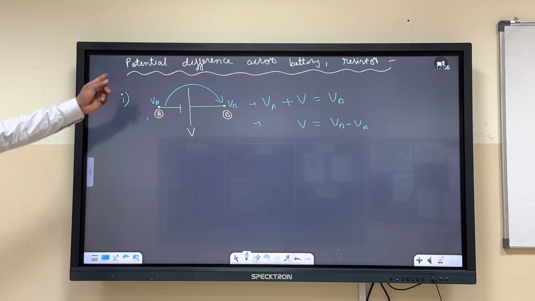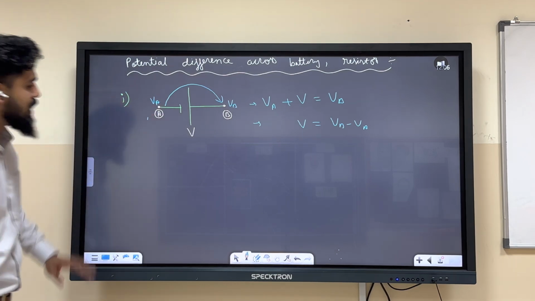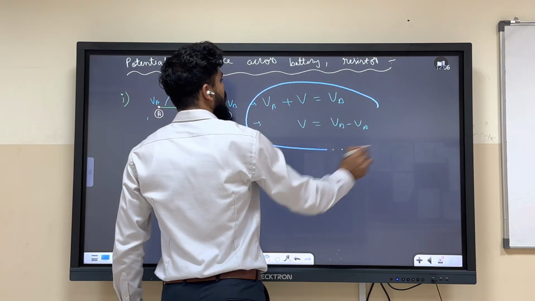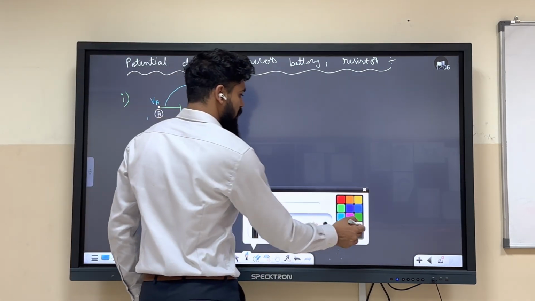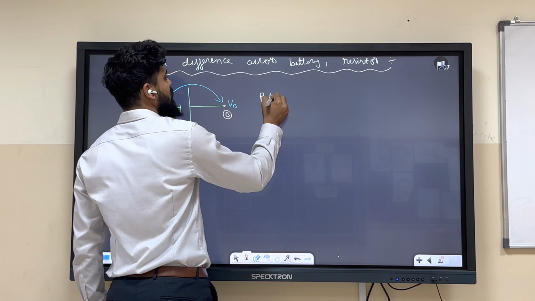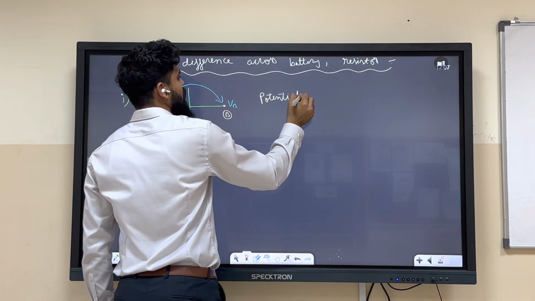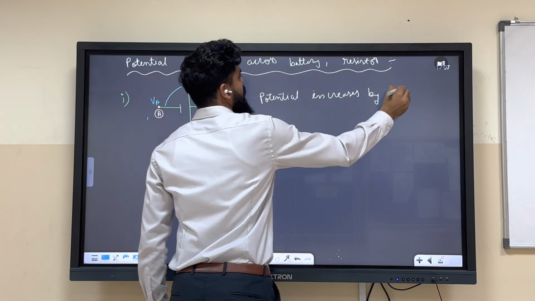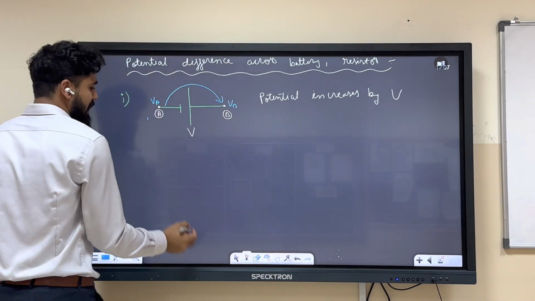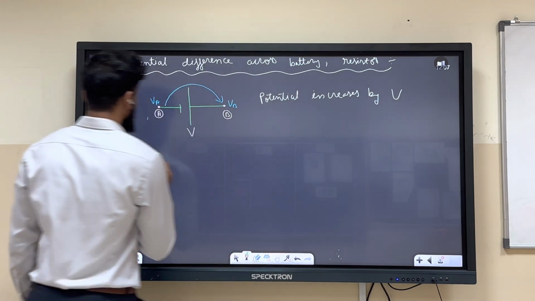So, this is the thing. Okay? I'm not confusing you with this whole equations. I'm just writing in words. Okay? So, potential increases by V.